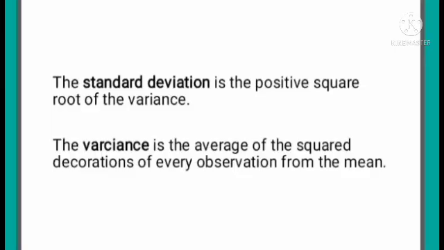The standard deviation is the positive square root of the variance. The variance is the average of the squared deviations of every observation from the mean. The standard deviation and variance can be obtained from a population and a sample, but most applications utilize the sample rather than the population due to the difficulty of complete enumeration.